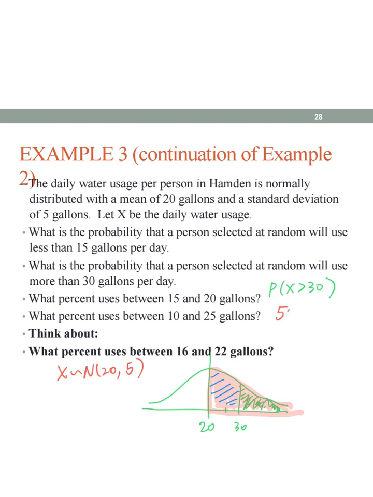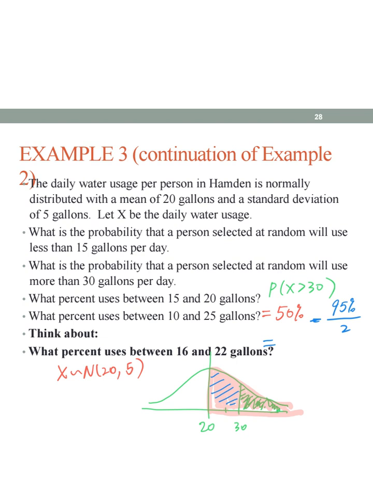The red color part is equal to 50%. And the blue color part is equal to 95% divided by 2. Do you agree with me? Because between 10 to 30, we have 95% of observation. So between 20 to 30, we only have 95% divided by 2. And the difference between them is the answer for this question.